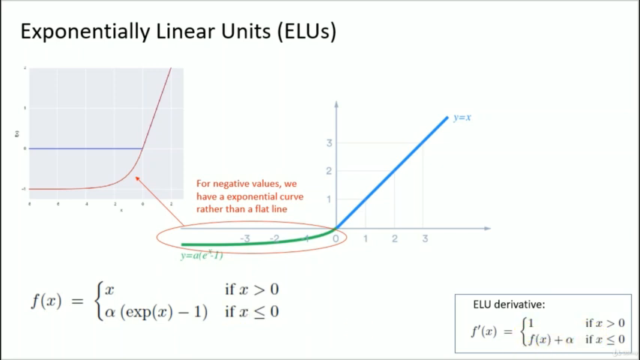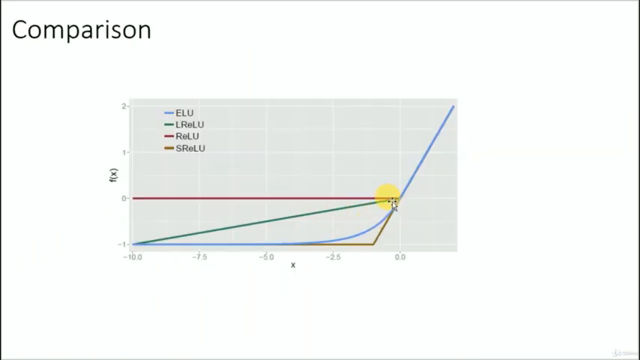And finally, this is a comparison between the ReLU activation function, leaky ReLU, and finally ELU, which is the exponentially linear unit we talked about. So the purple line here is ReLU, the green line is leaky ReLU, and the blue curve here is ELU.